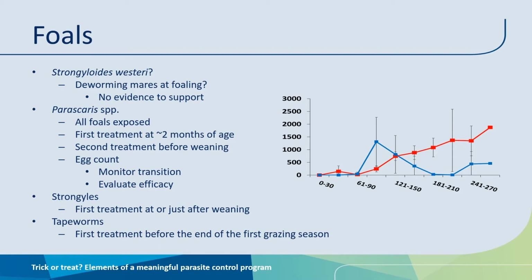The first one that's given any consideration is Strongyloides westeri, the threadworm. This is a very unique parasite. It transmits lactogenically through the milk from the mare to the foal, but it also transmits via the normal fecal-oral route, and the larvae can percutaneously invade the host. So there are three routes of infection.